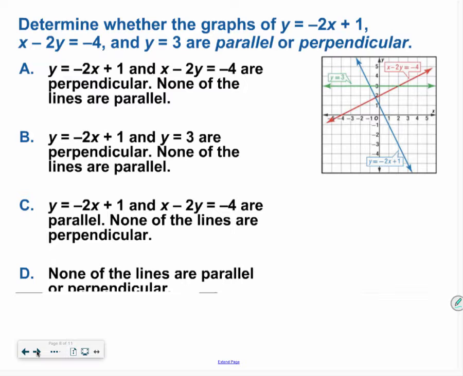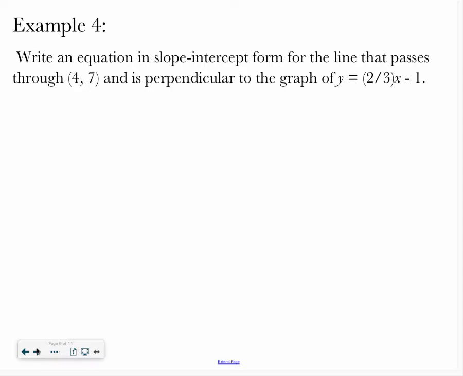Hopefully you decided that y equals negative 2x plus 1 and x minus 2y equals negative 4 are perpendicular and none of the lines are parallel. An example for our last one, write an equation in slope-intercept form that passes through (4, 7) and is perpendicular to the graph of y equals 2/3 x minus 1.